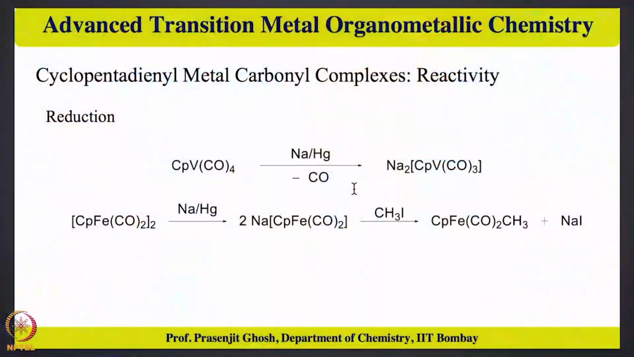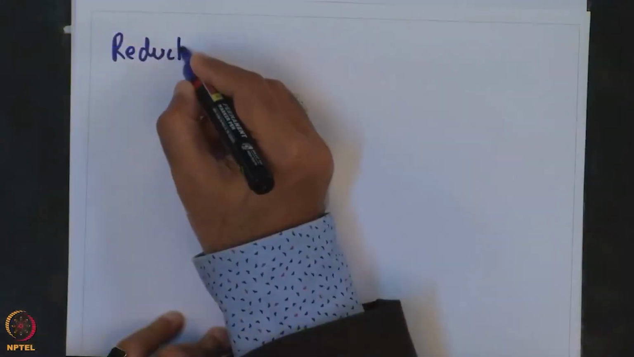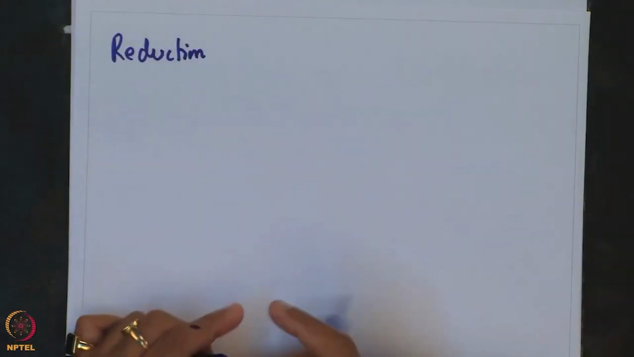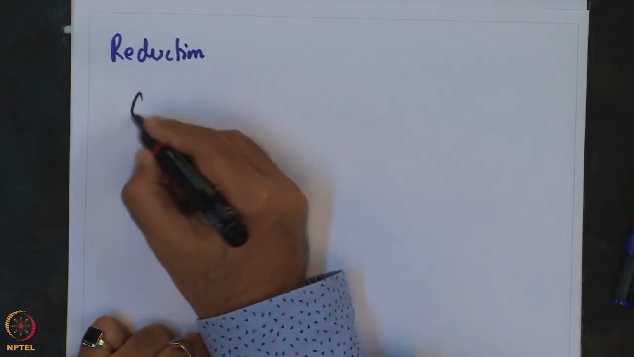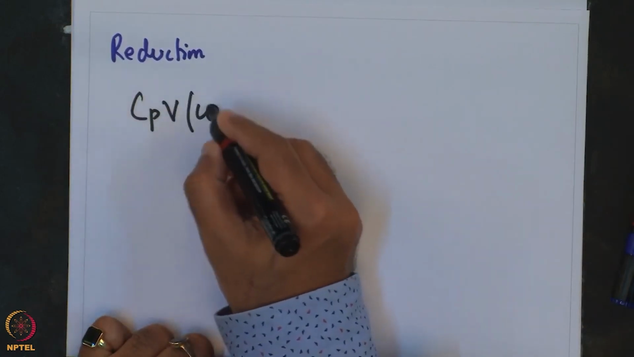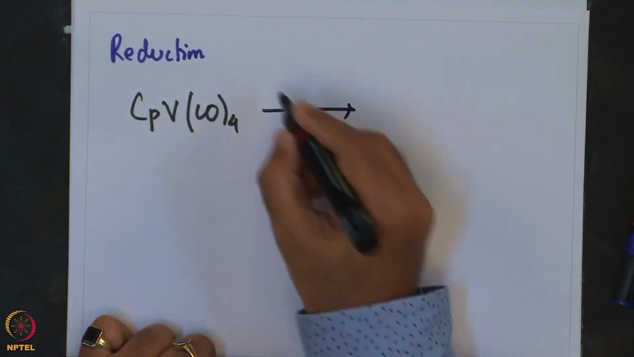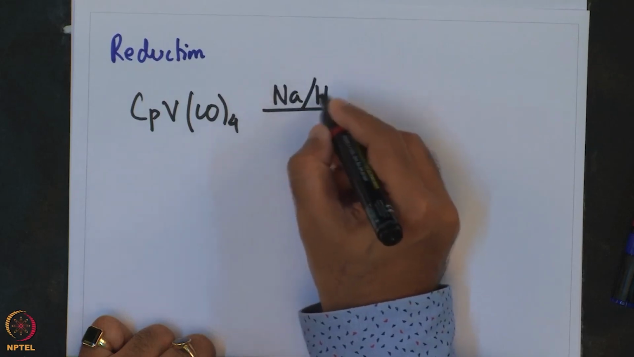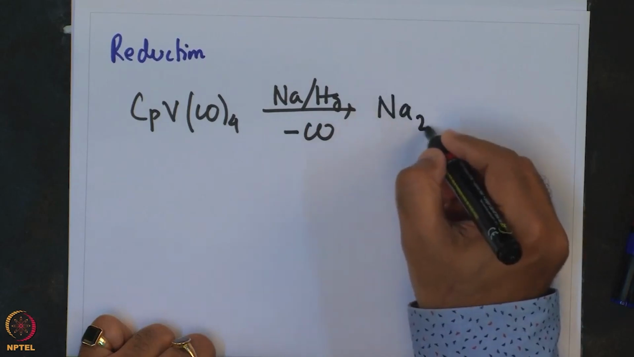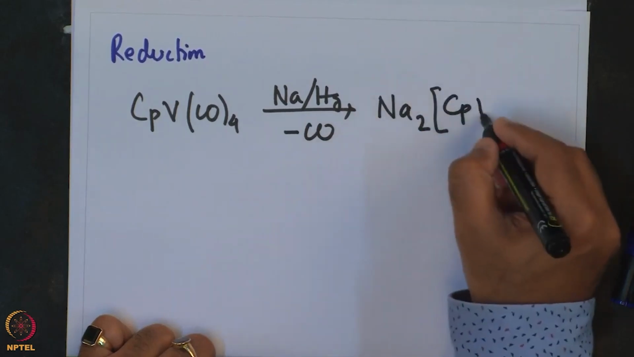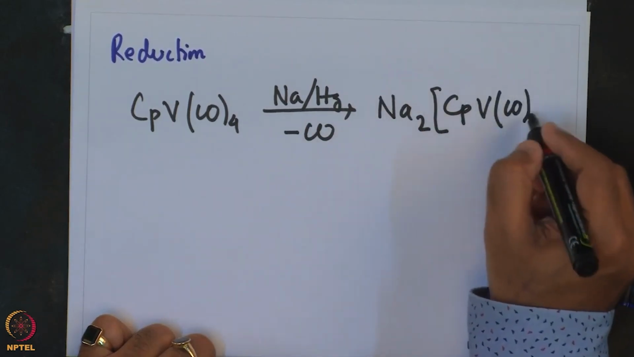cyclopentadienyl carbonyl complexes. One of the main things is the reduction of such complexes. An example is Cp vanadium tetracarbonyl, which in presence of sodium mercury eliminates CO to give disodium CpV(CO)3.